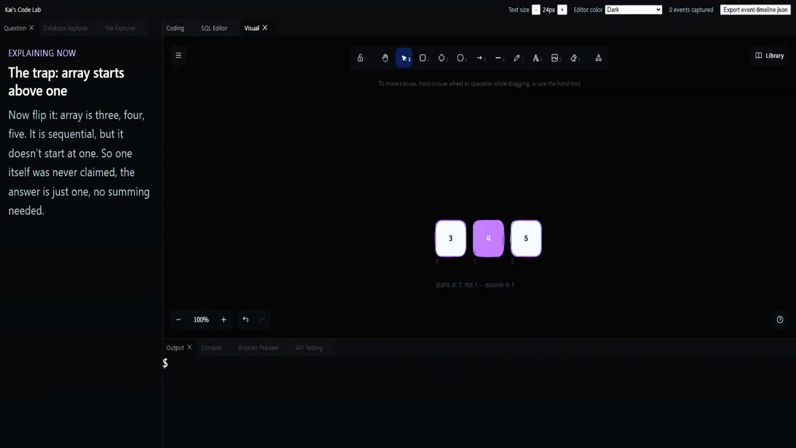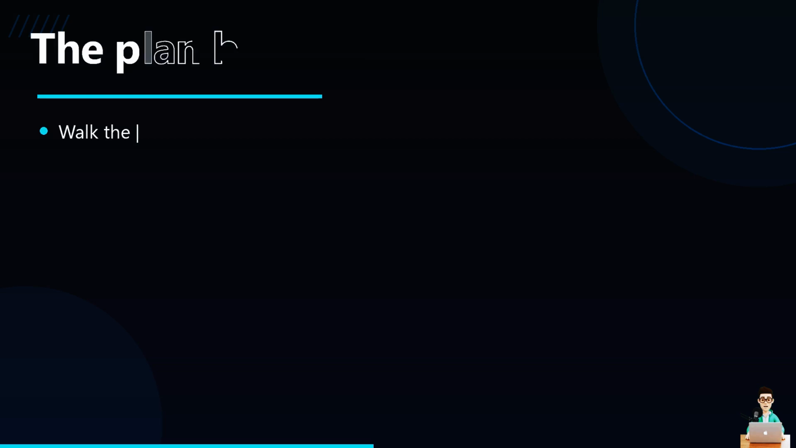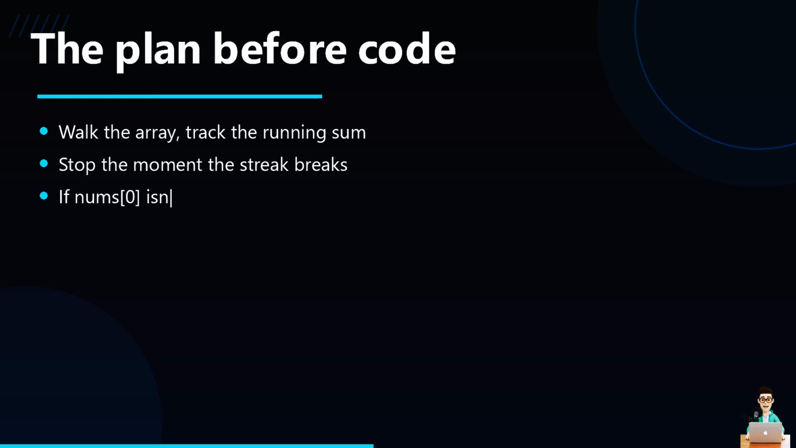Now flip it. Array is 3, 4, 5. It is sequential, but it doesn't start at 1. So 1 itself was never claimed. The answer is just 1. No summing needed. So the plan: walk the array building a running sum, and stop the instant the streak breaks.